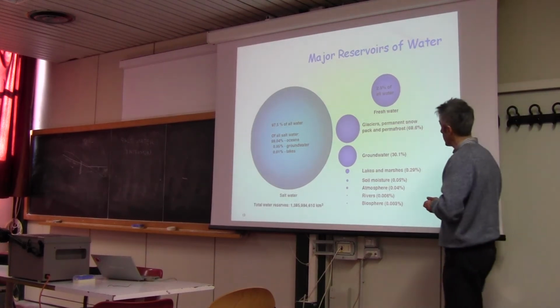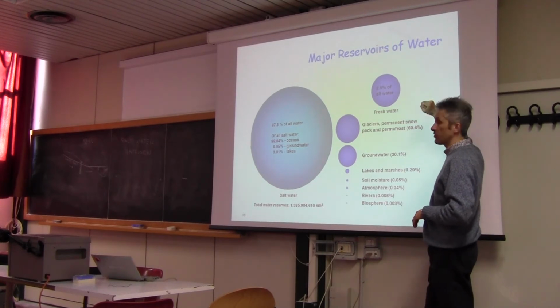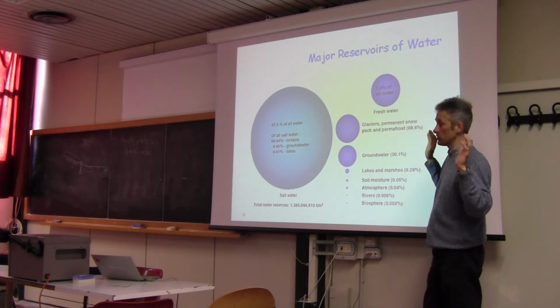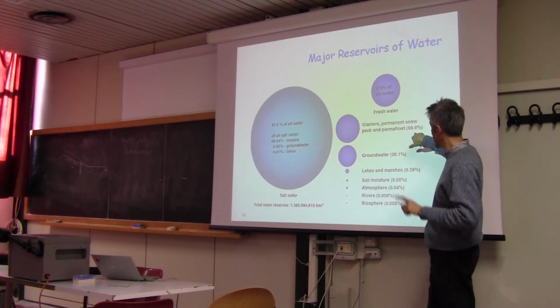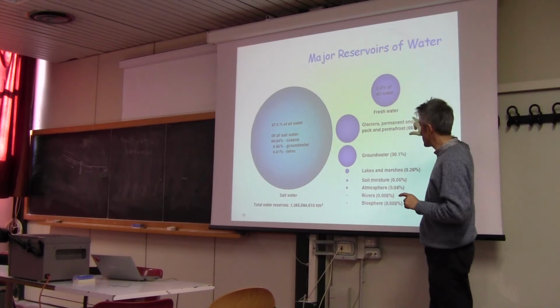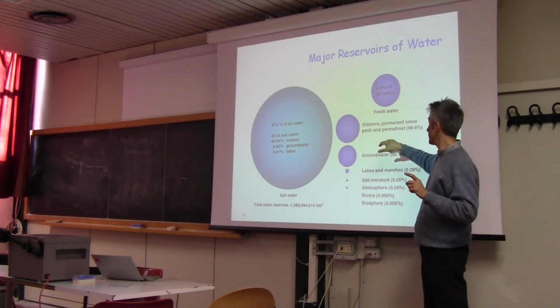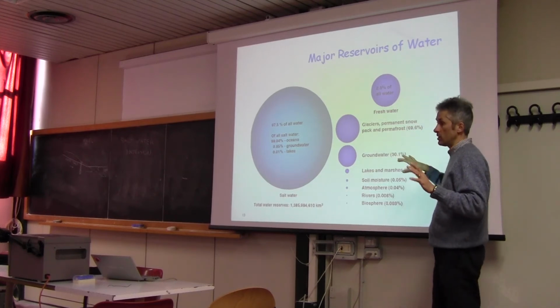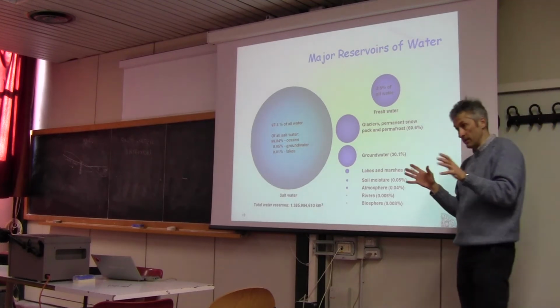Okay. Now, let's concentrate on the fresh water. The fresh water is only 2.5% of the total water available. And the great majority, 70% of this 2.5%, is stored in glaciers or permanent snowpack and permafrost. So basically it cannot be used. You need to melt it to use it.